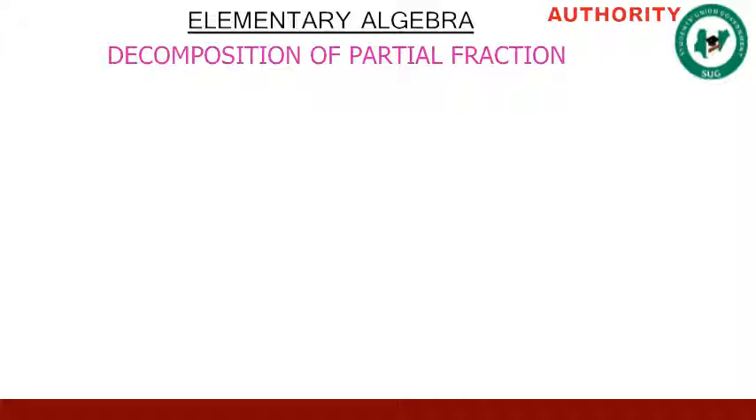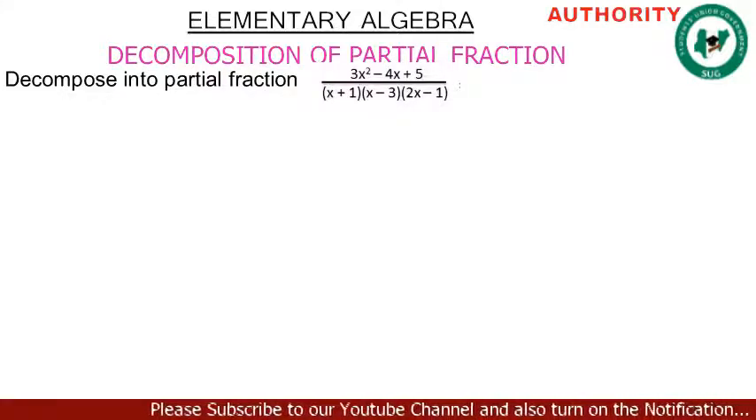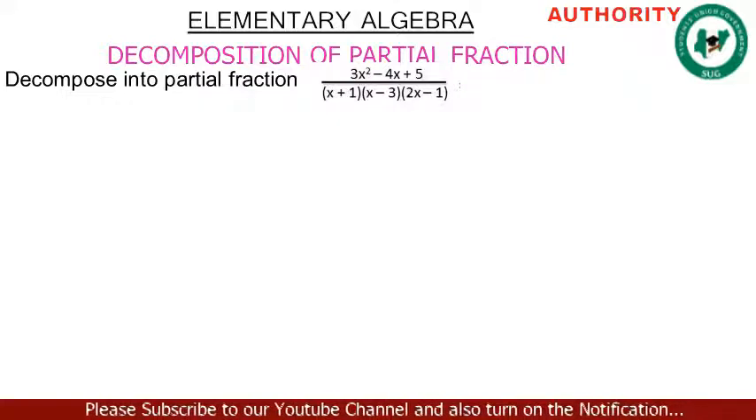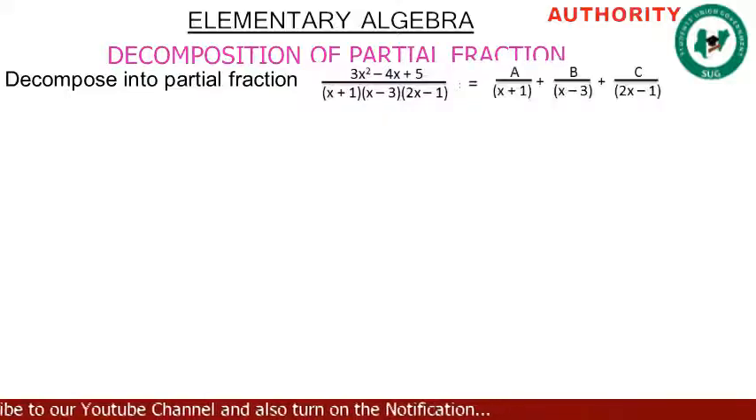Alright, let's go. Let's take a question that looks like this. Decompose into partial fractions (3x² − 4x + 5) over (x + 1)(x − 3)(2x − 1). Okay, now we are asked to decompose this into partial fractions.